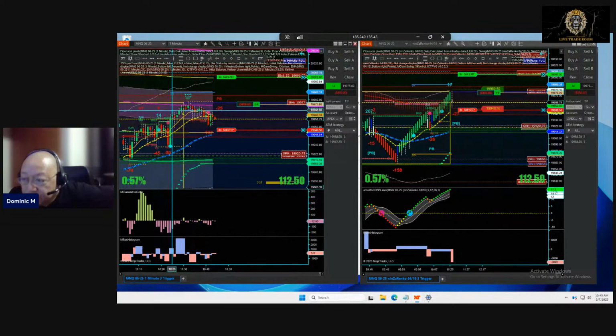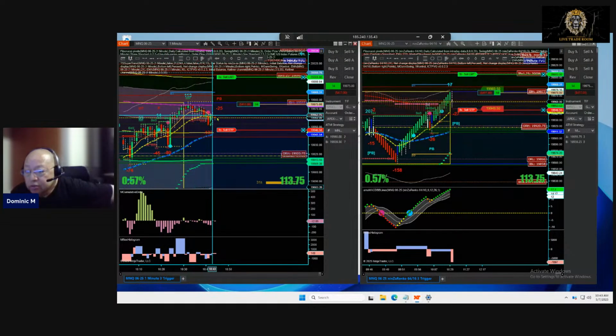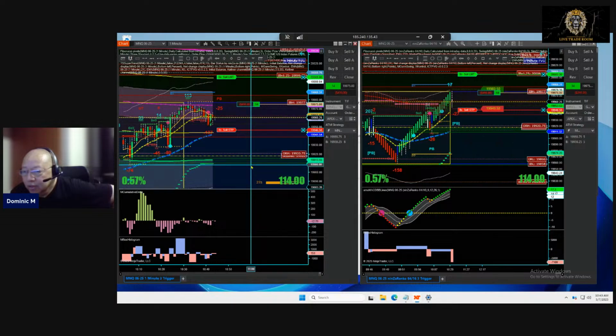So where did we finish it? We still finished here. We still closed above the 21 EMA. It's just trying to make sure. They don't know if they want to bring it further up.